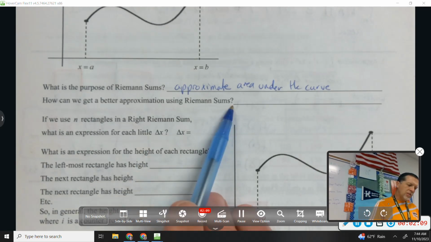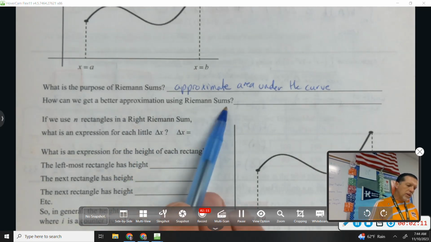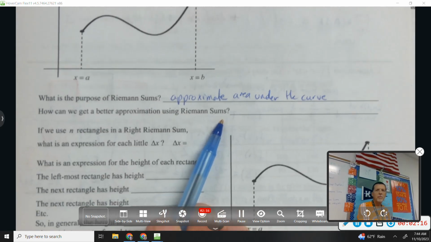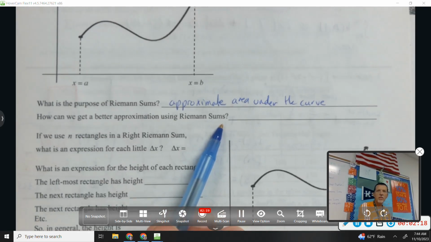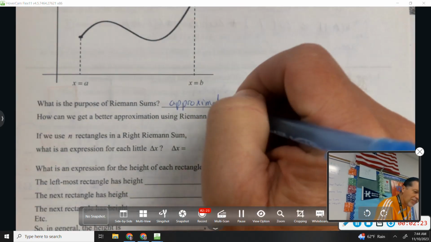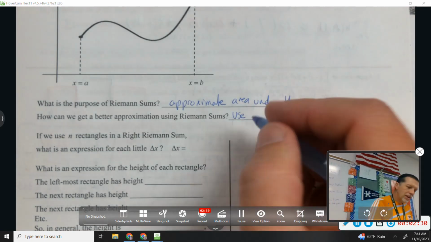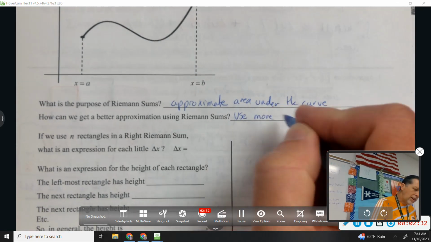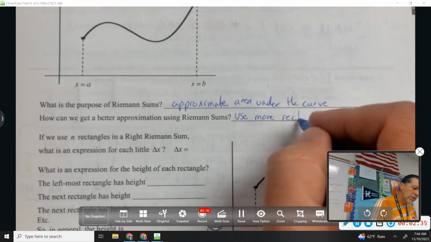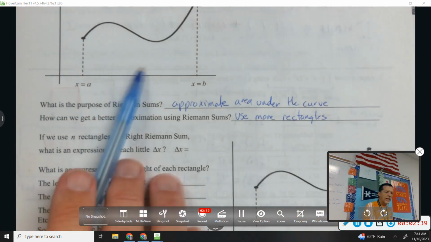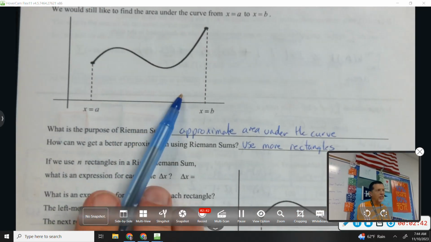We talked about this in some classes. How do we get a better approximation using Riemann sums? What's that? Use more rectangles, right? That would be annoying if you actually had to calculate by hand. Instead of 4, you had to do 8 or 10 or 100. But if there was some way to use a calculator or a computer to use more rectangles, then it makes sense that if we stuck 100 rectangles in there, it'd be pretty accurate.